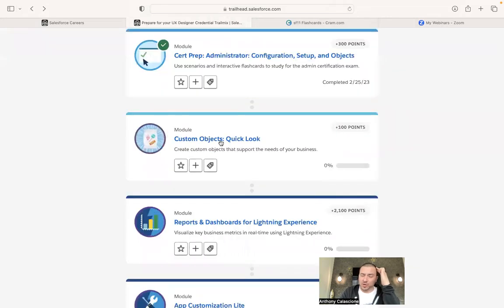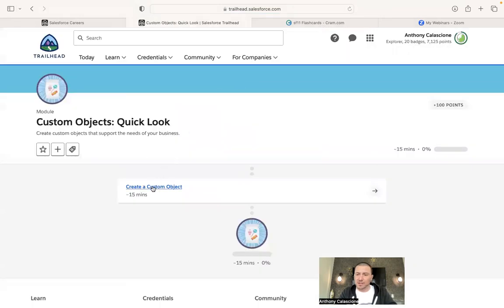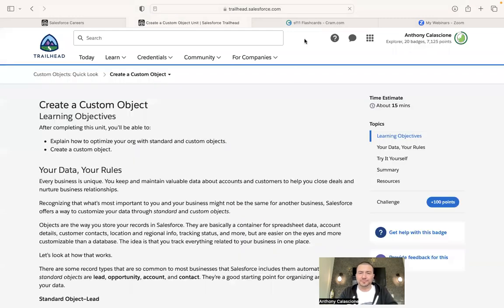Yeah, so this whole module is only one section. So I decided let's go ahead and do it. And then tomorrow, well, not tomorrow, because tomorrow's Sunday, but then Monday, we'll go ahead and open up with this report and dashboards lightning experience, which is 2,100 points. And I believe this is gonna be some hands-on stuff again. So I'm hopeful that we can have some video as well. So let's just get through this custom objects quick look and give each other some high fives.